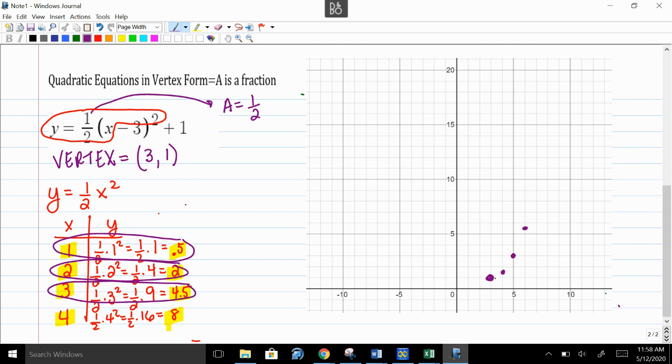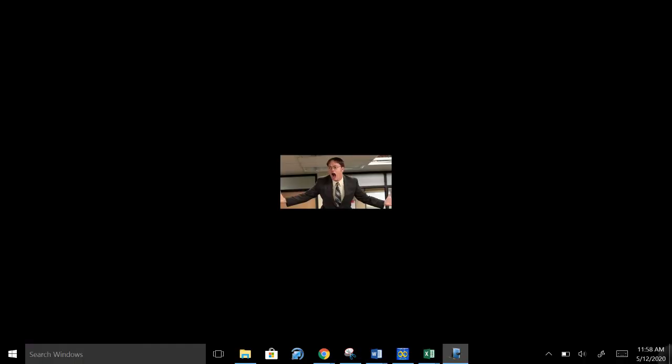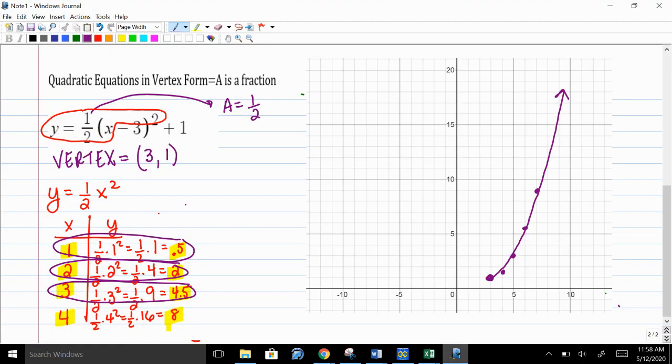So from that vertex, I go 1, 2, 3, 4, 1, 2, 3, 4, 5, 6, 7, and 8. So I can add in another point there. So you could see the parabola is going to look something along the lines of that. Obviously, it's going to keep getting wider out here to the right. So it's going to keep on going out there.